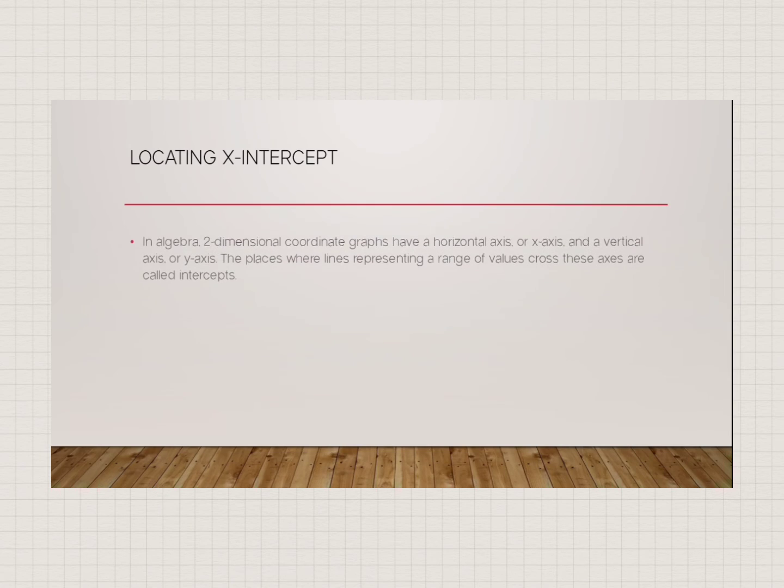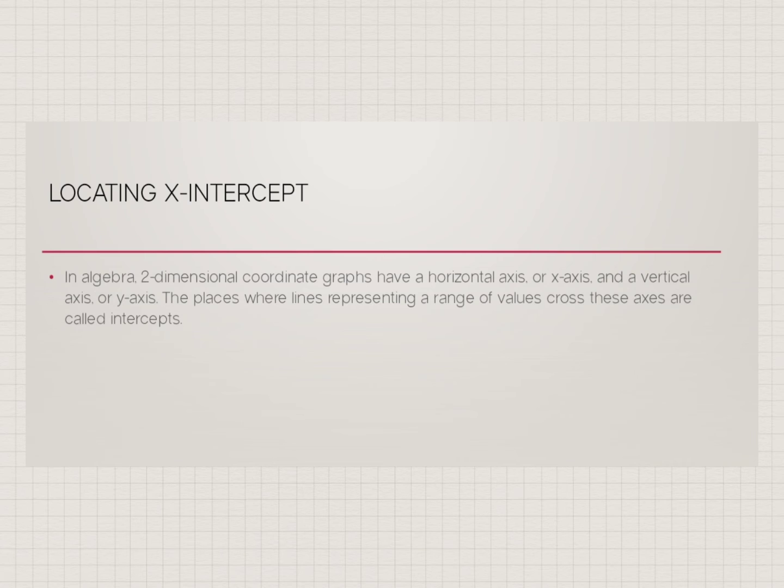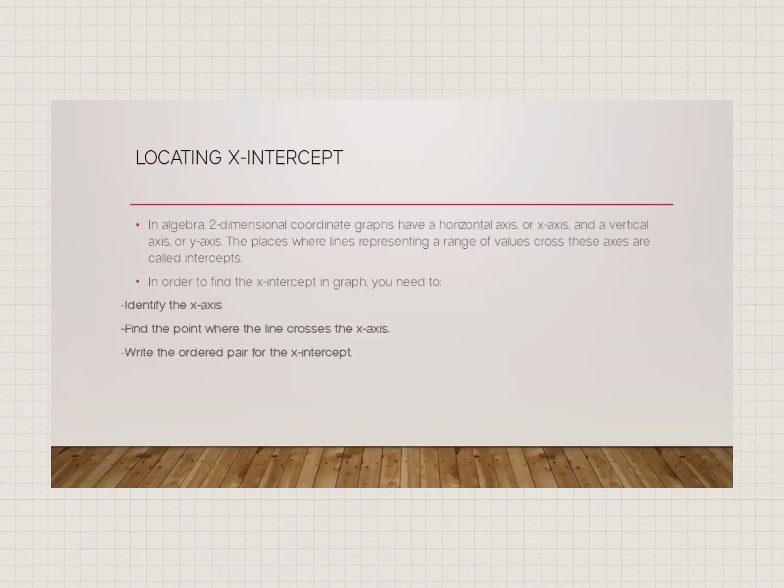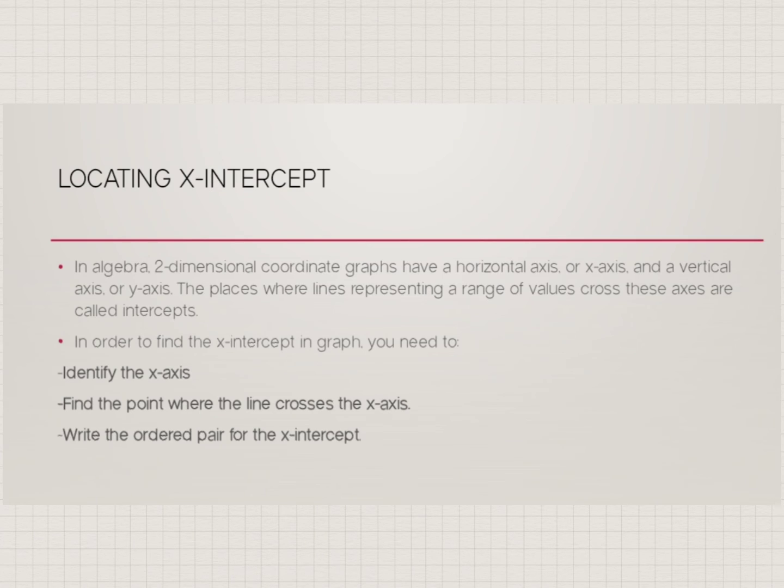In algebra, two-dimensional coordinate graphs have a horizontal axis or the x-axis and a vertical axis or the y-axis. The places where lines representing a range of values cross this axis are called intercepts. So, in order to find the x-intercept in graph, you need to first identify the x-axis and then find the point where the line crosses the x-axis, and then write the ordered pair for the x-intercept.